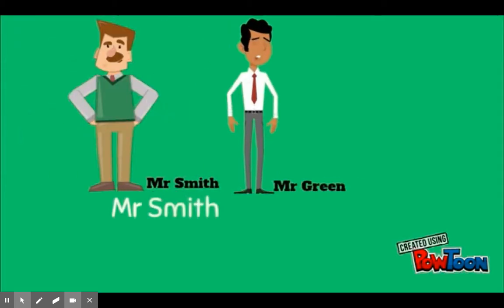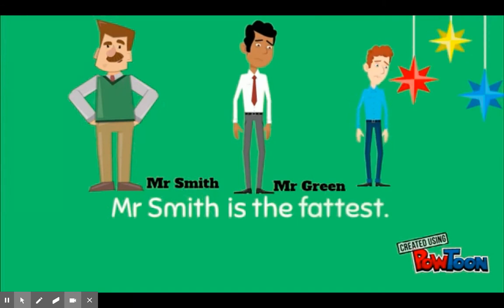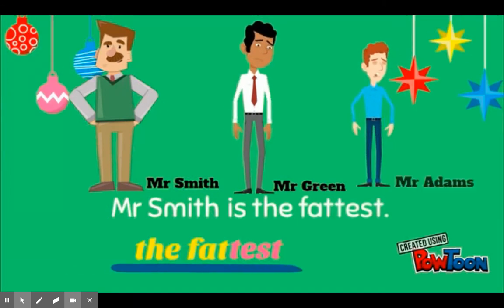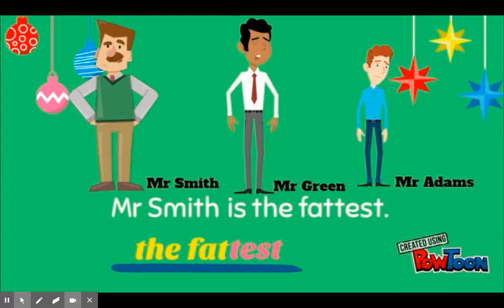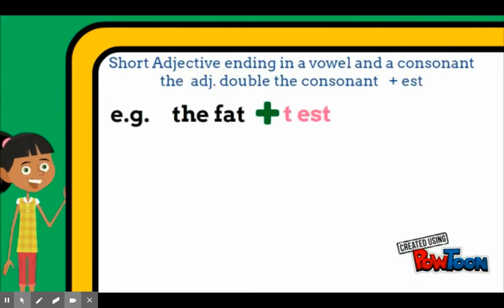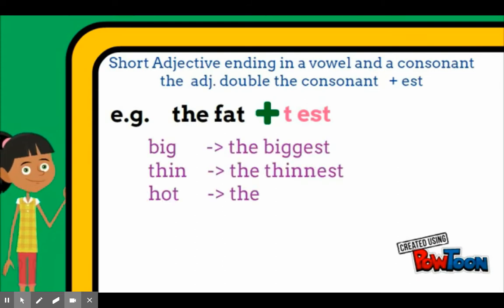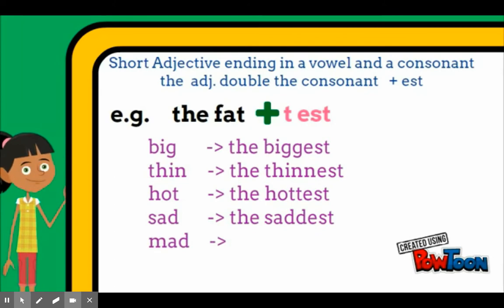Mr. Smith and Mr. Green. Mr. Smith is the fattest, and there's also Mr. Adams. On this rule, it's a consonant vowel consonant, and we need to double that last consonant and add est. Big, the biggest.